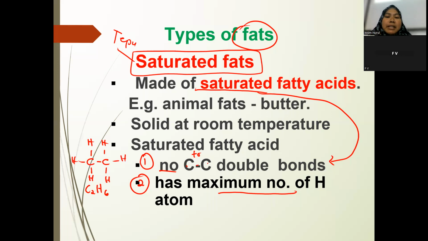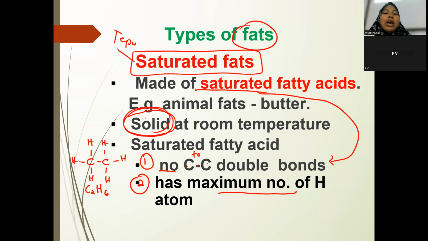Okay. Next. Apa lagi sifat dia? It usually solid at room temperature. Biasanya lemak tepu ni dalam keadaan solid. Contoh. Mentega. Butter. Butter mentega sama ke lain? Margarine. Ghee. Minyak sapi. Minyak sapi solid kan? Lemak kita bawah kulit ni saturated fat.